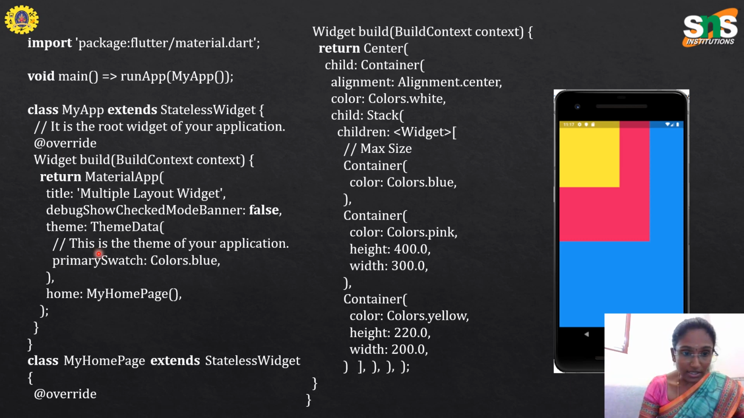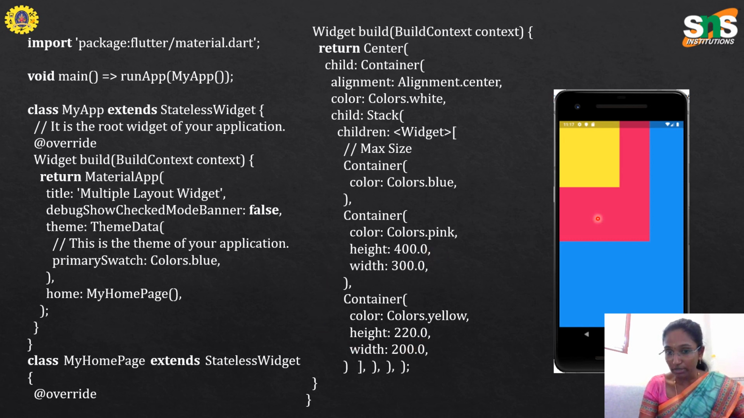Here I'm giving some layouts over here. This is the multiple child widgets, one by one widgets over here. I will give the class name, and I will create stateless widgets over here. I will give the container, two containers over here. So the first container color is white, and the second container is blue, and the third container is pink, and the fourth container is yellow.